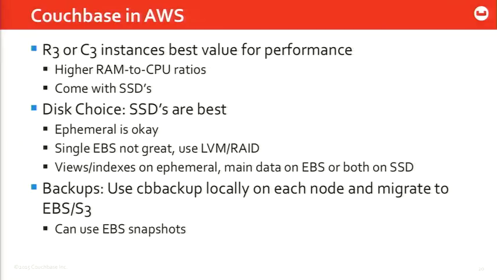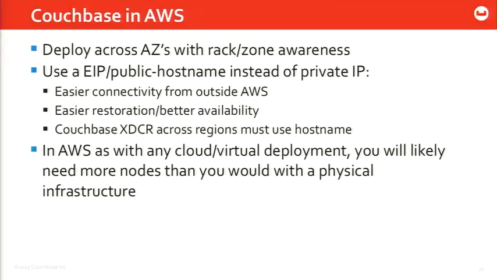This is fairly redundant. Currently, the R3 and the C3 instances are generally the best for Couchbase up in Amazon. You get a good mix of CPU and RAM. They all come with local SSDs. So those would be my first choice to look at. If you're being forced into something much higher, the i2s tend to come with more RAM and CPU overall for a very scale-up deployment. I'm going through this pretty quickly.